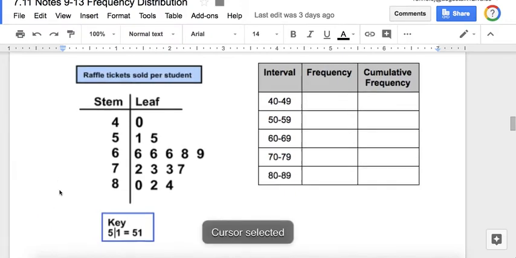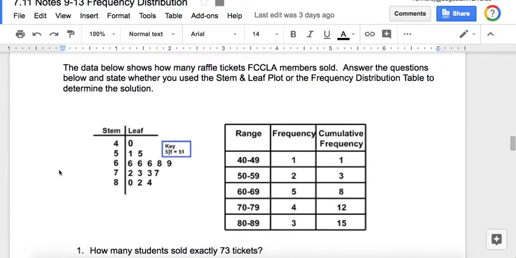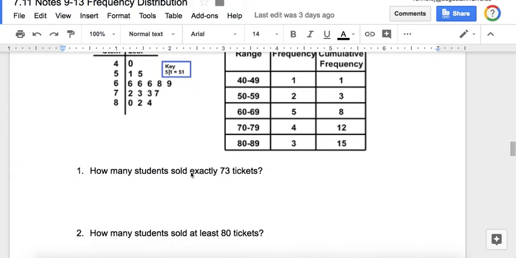Okay, now we're looking at the next page, which you probably already have turned to. It says the data below shows how many raffle tickets FCCLA members sold. Answer the questions below and state whether you used the stem and leaf plot or the frequency distribution table to determine the solution. So I will keep going back and forth. So make sure you're writing down the answers as we go.